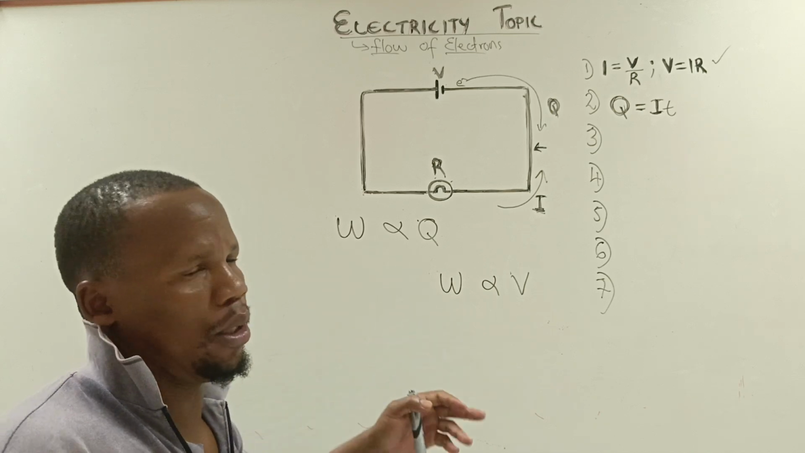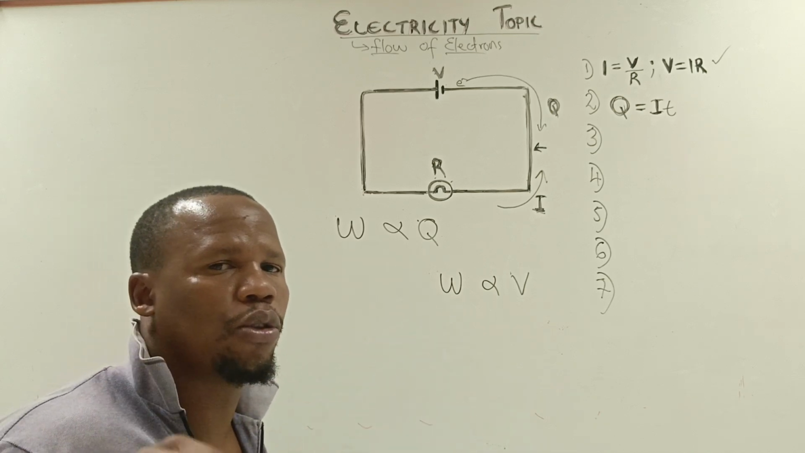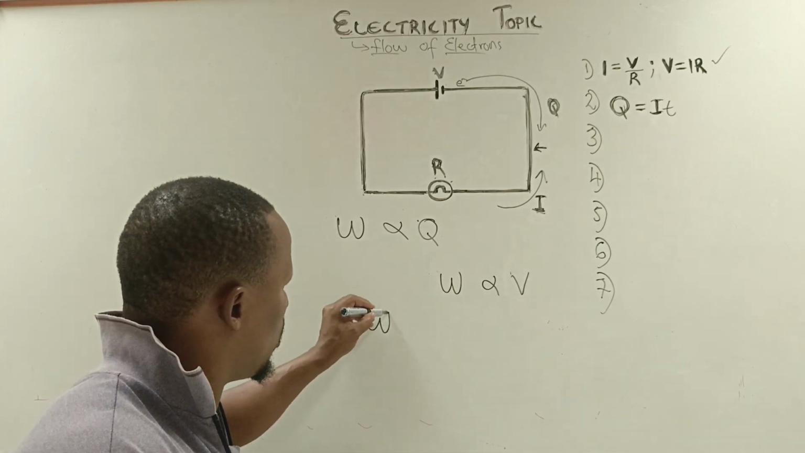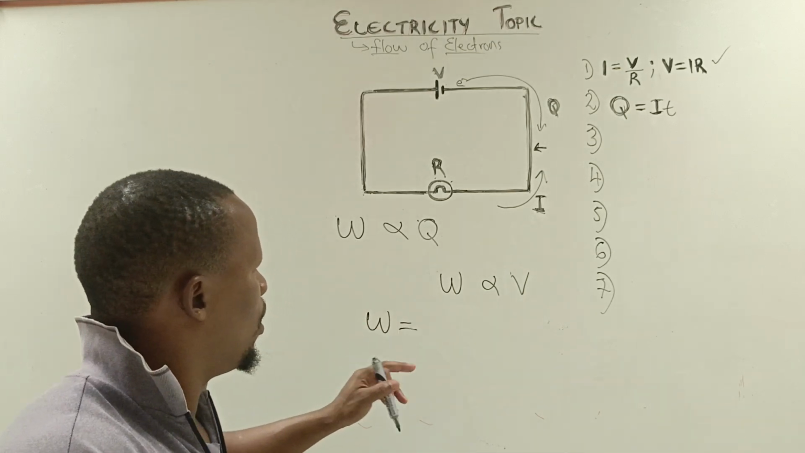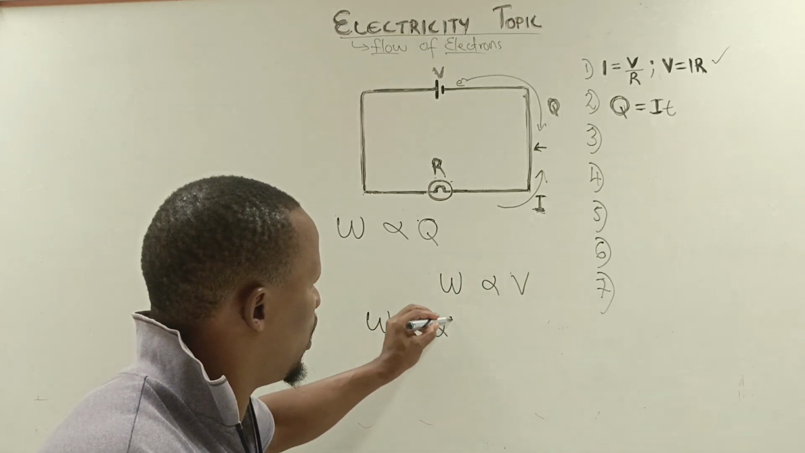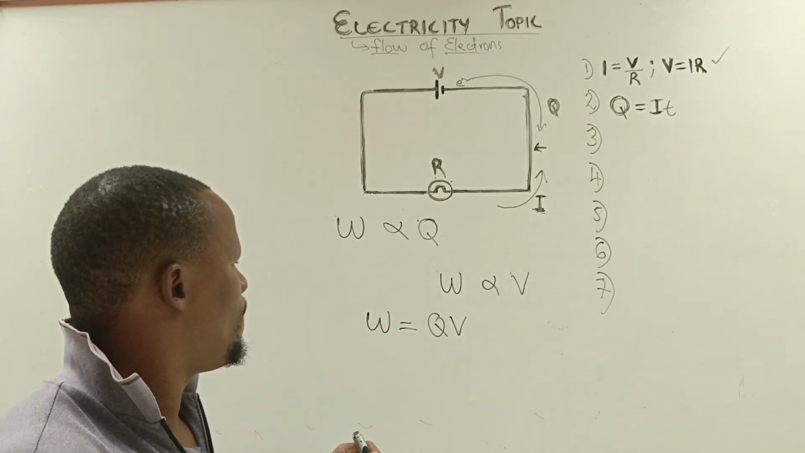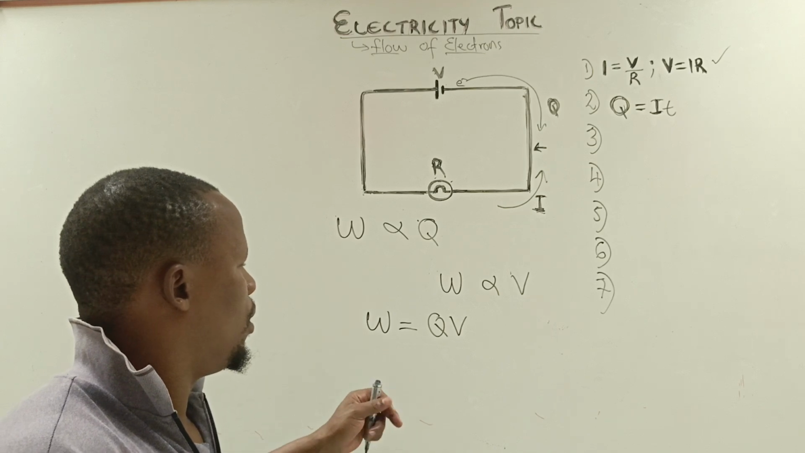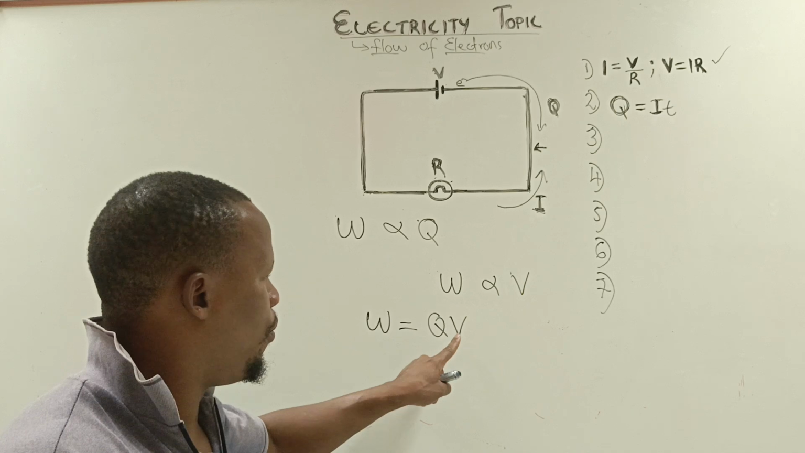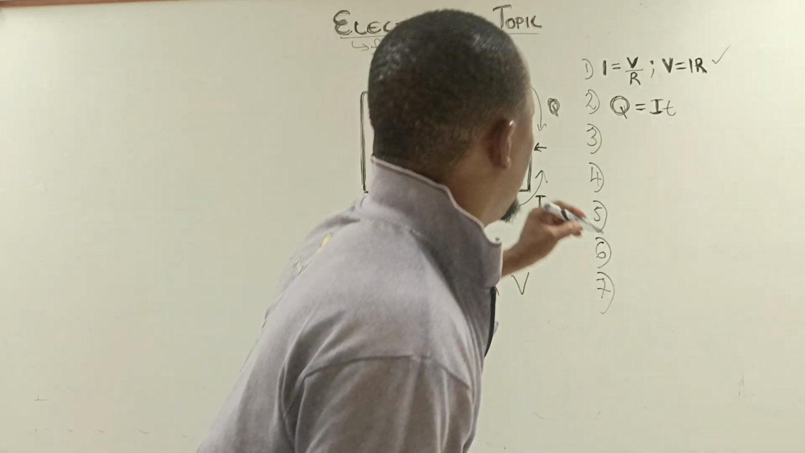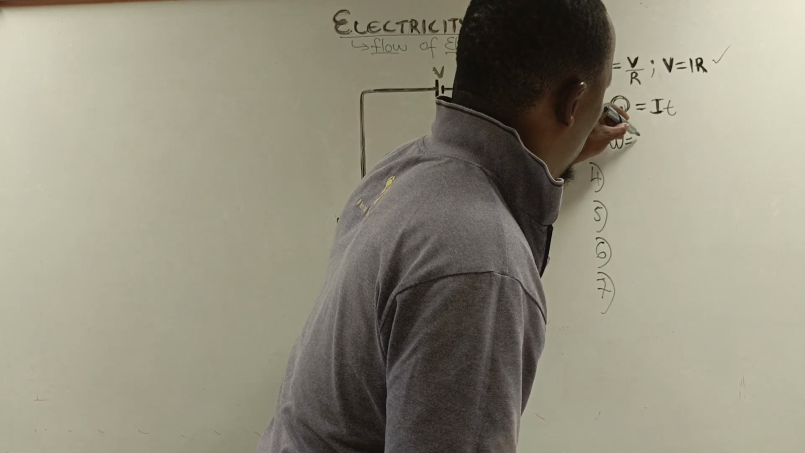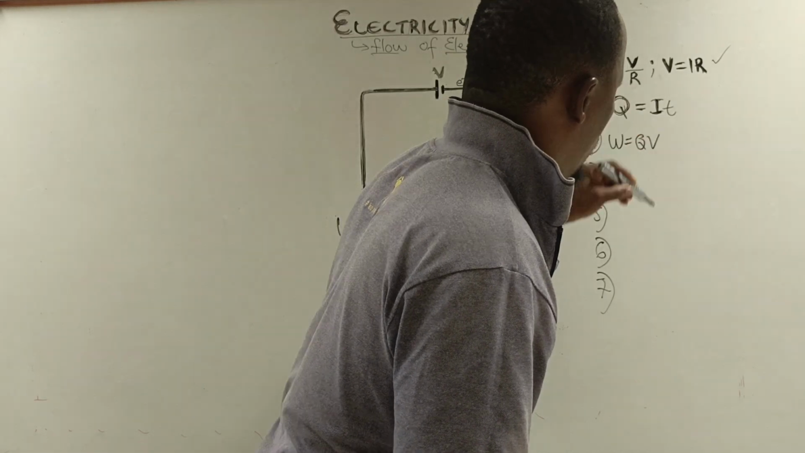Combine the two proportionalities to make a formula. On the left side, work done. On the right side of the formula, Q V. So the formula: work done is equal to QV. Work done is equal to QV.